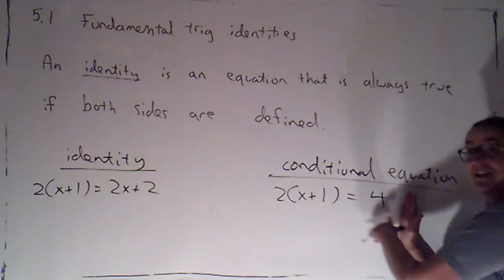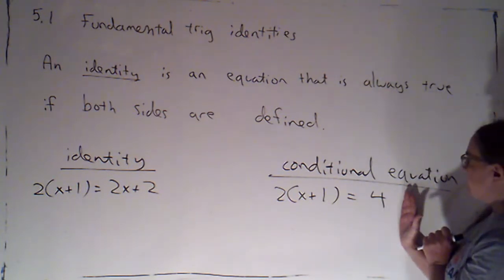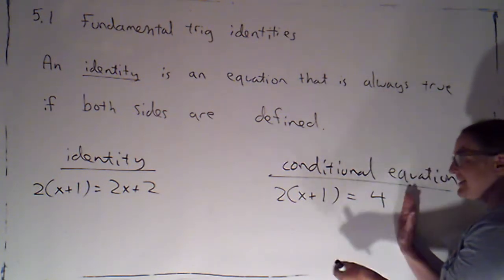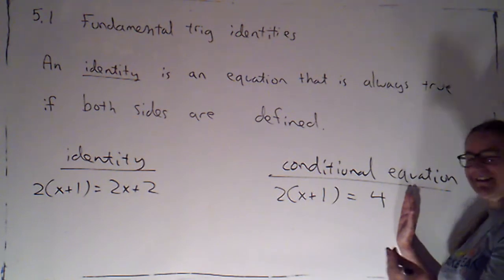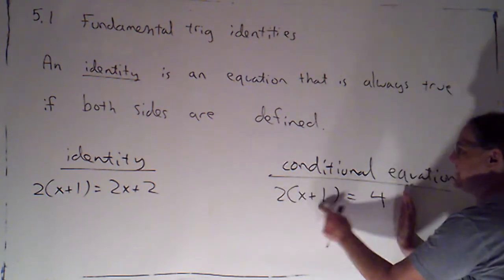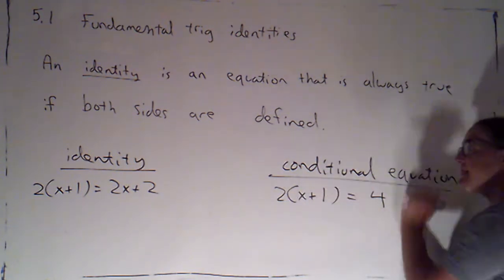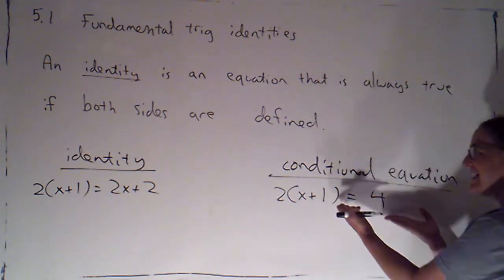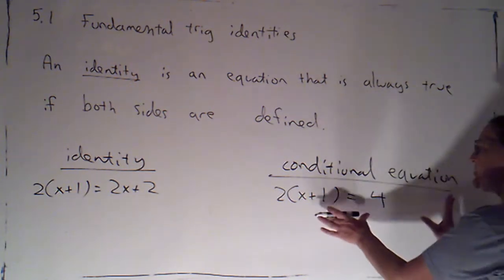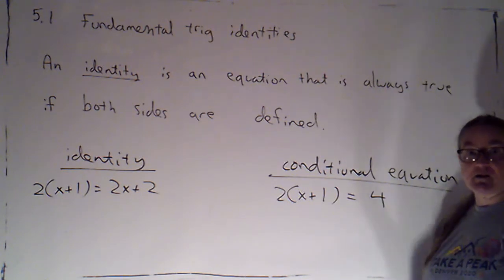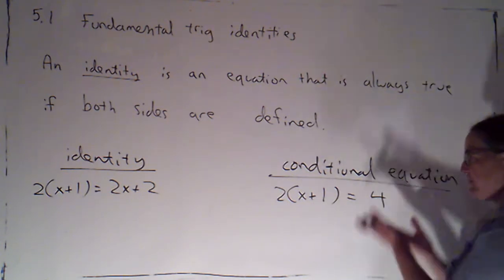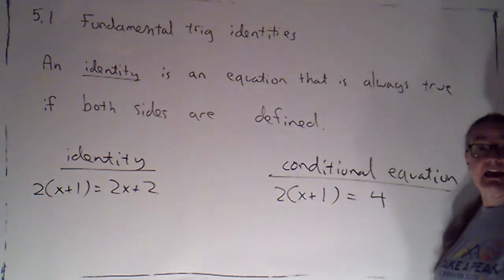This is what we call a conditional equation. This would be true if x is 1, on the condition that x is 1, because then this would become 2 times 2, which would be 4. If that condition that x is 1 is not satisfied, then this is false. Conditional equations we're generally going to be asked to solve. Okay, so we would be figuring out what value of x makes that true.